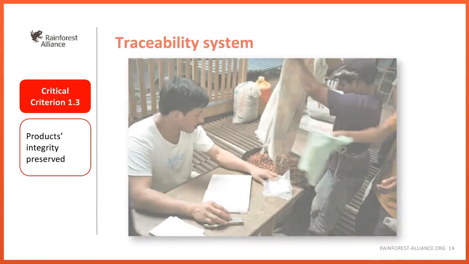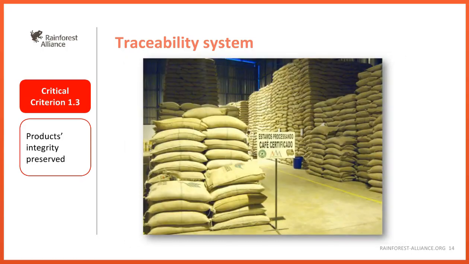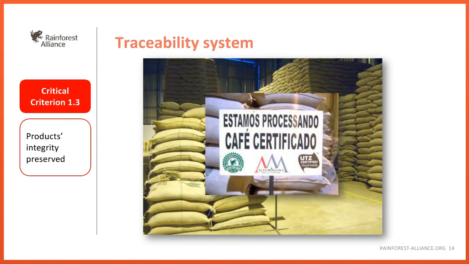In this coffee cooperative, products from certified producers are received separately from those from non-certified producers. Records show how much certified products and how much non-certified products have been received. After reception, certified products are processed, packaged, and stored separately. A sign is placed to indicate the processing and storing area for certified products.